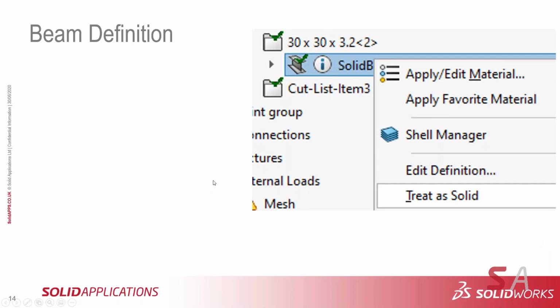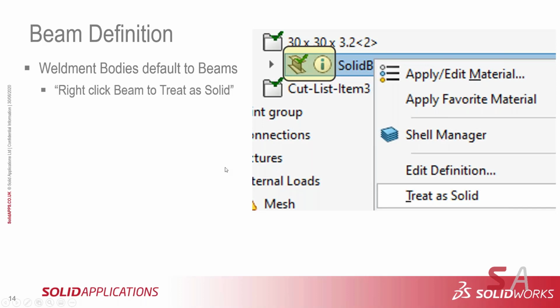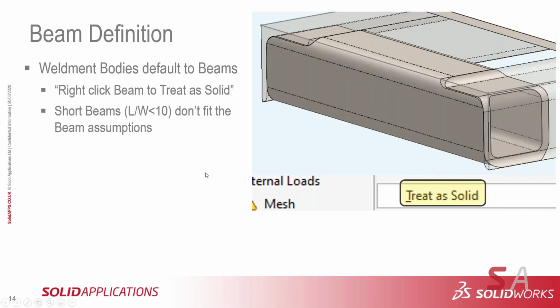Now let's talk about beam definition. Most people, when they think of beams, are thinking of steel structures or aluminum structures. Weldment bodies in SOLIDWORKS will default to beams automatically. You can right-click that beam and treat it as a solid, in which case it acquires the solid body icon. If you right-click it again, you can go back and choose Treat as Beam. Now, short beams, where the length over width ratio is less than 10, really don't fit the beam assumptions.